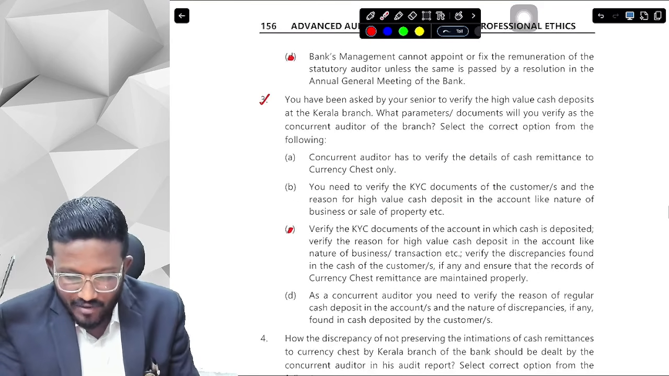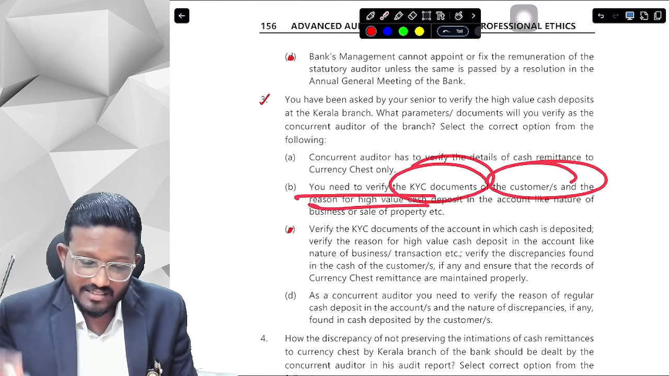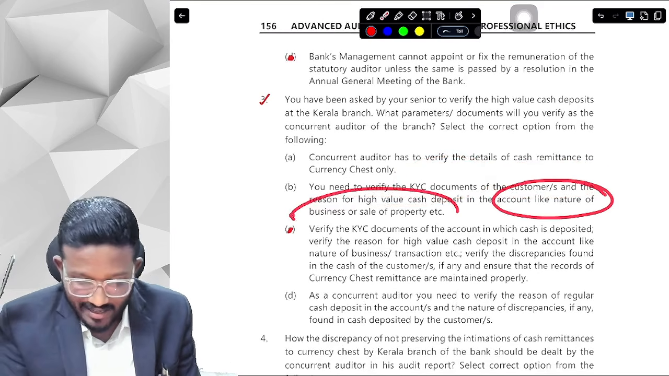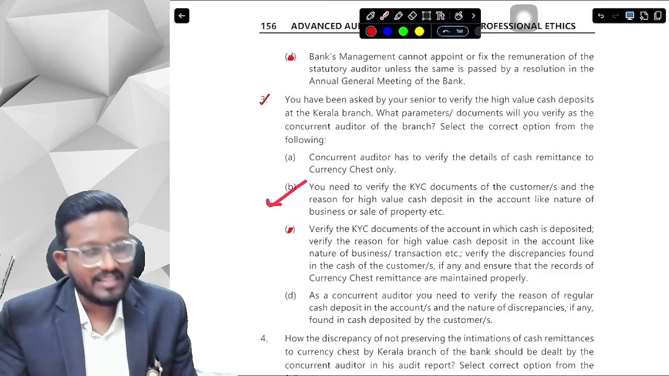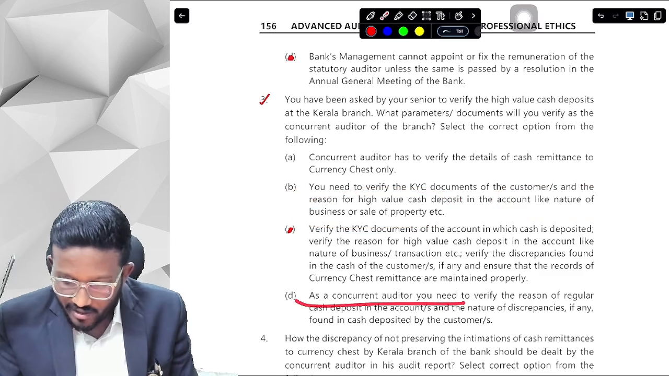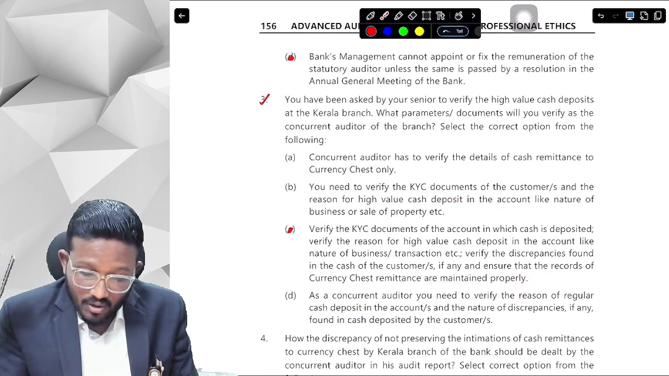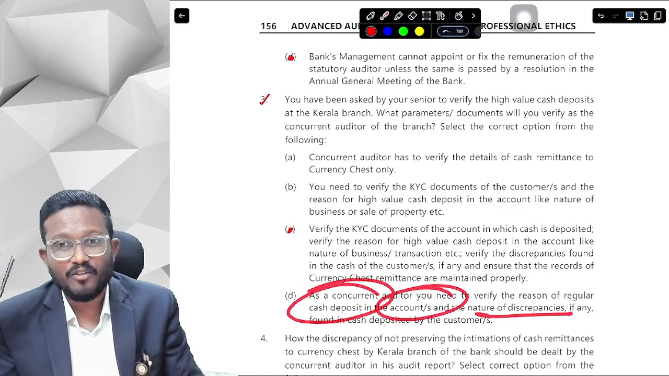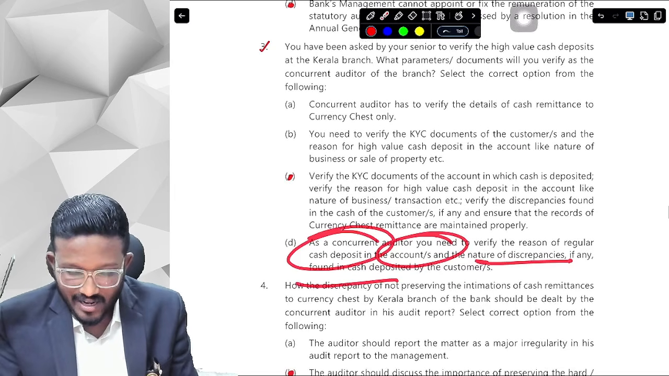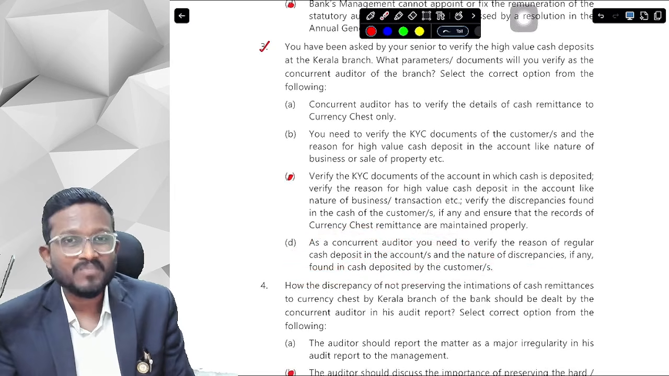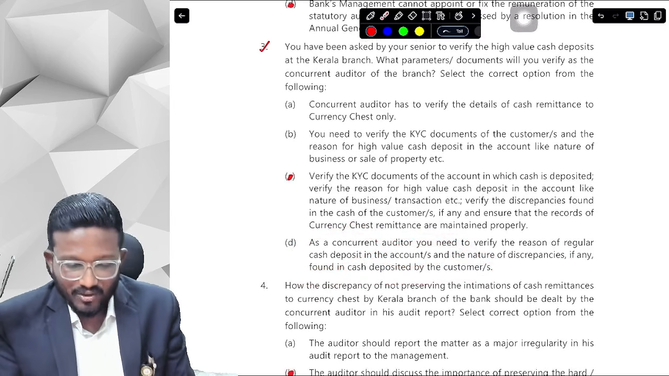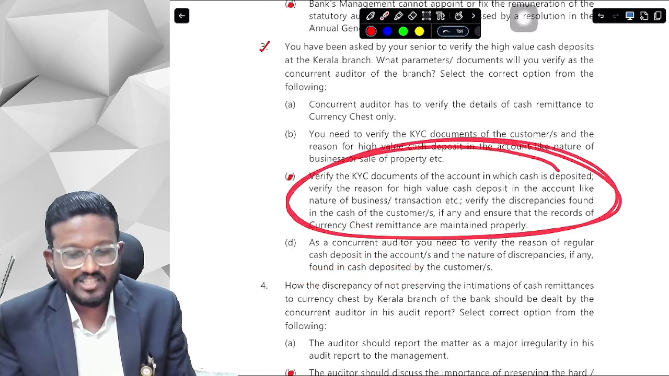Second, you need to verify the KYC documents of customers and the reason for high value cash deposit in the account, like nature of business or sale of property. We need to verify this as well. Next, as a concurrent auditor, you need to verify the reason for regular cash deposit in the accounts and the nature of discrepancies, if any, found in cash deposited by the customers. This is also correct. So we have to perform all these three procedures.